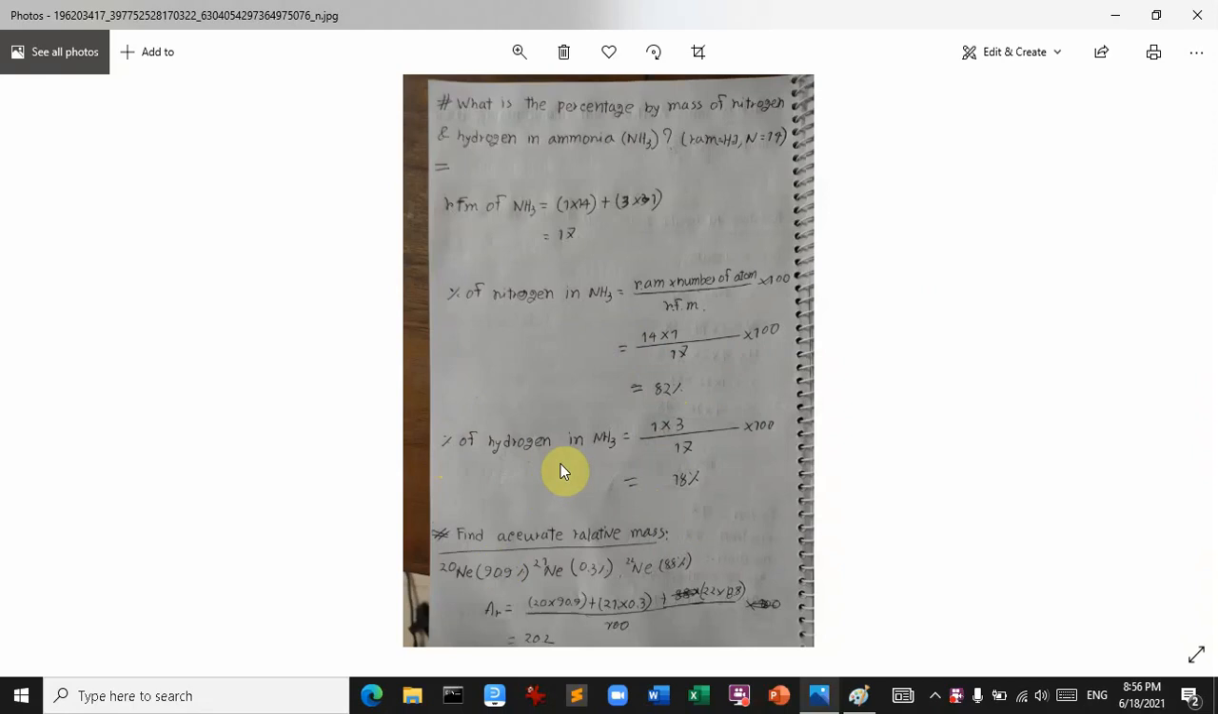So the result is given, you can see here. And the last type of math we can see here is finding the accurate relative mass. This type of math only comes with isotopes. Where percentages are given, you have to divide by 100, and multiply with the formula for accurate relative mass.